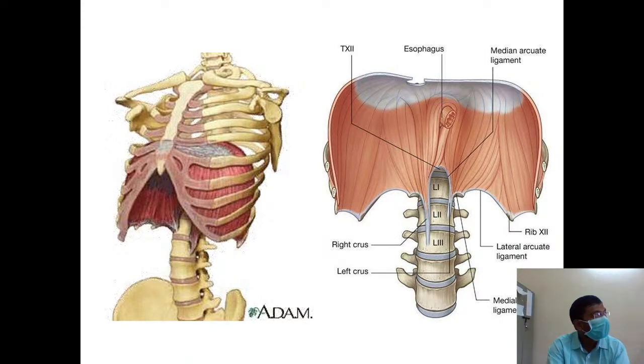So with this, the thoracic cage, the intercostal muscles and their nerve supply, and most importantly the inlet of thorax have been completed. I hope you understood this topic.